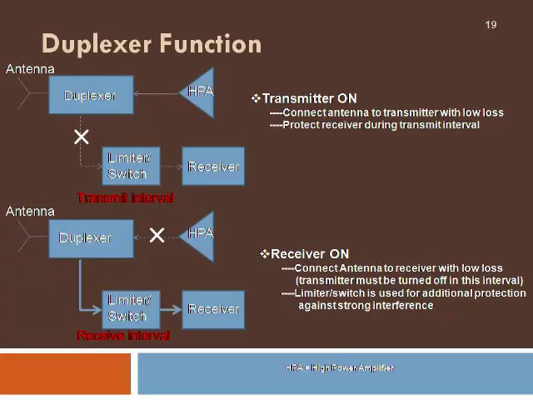And a limiter switch is normally placed after the duplexer in the receiver link, so that by accident, if the duplexer fails to stop the power from the transmitter going into the receiver, the switch can give a second level of protection for this. And also against strong interfering signals, the receiver can be protected using this switch.